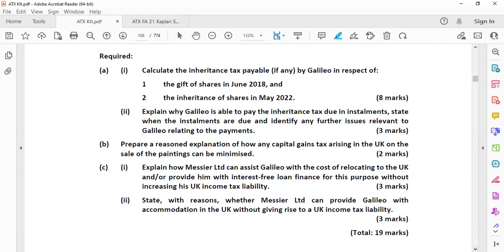Now see the requirement. Calculate the inheritance tax payable by G against the gift of shares in 2018 and the inheritance of shares in May 2022.